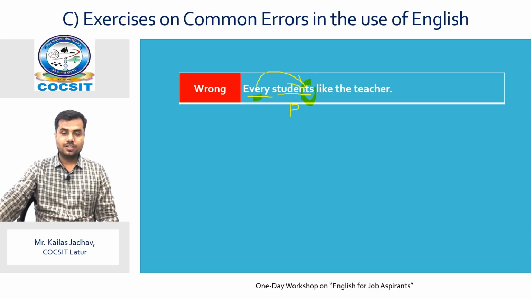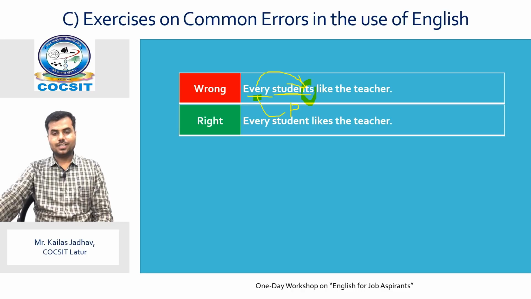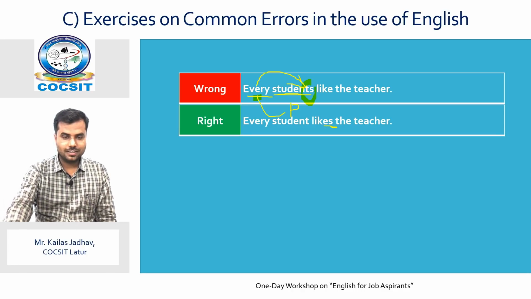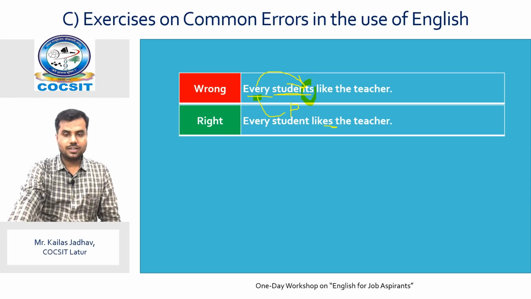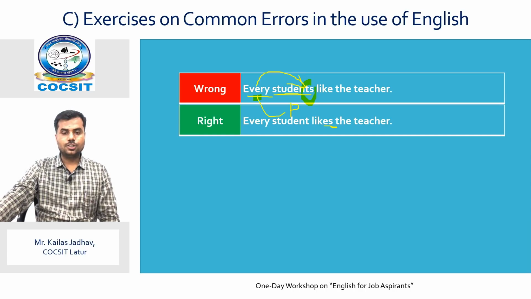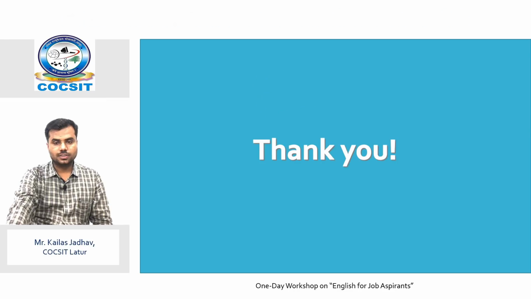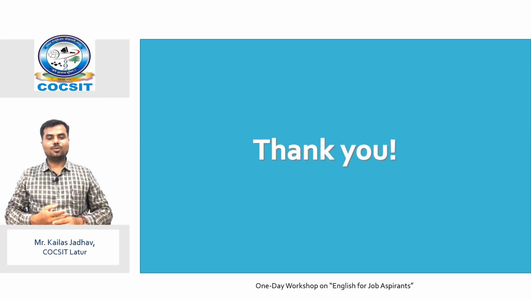Every always takes a singular noun after it. Every student instead of students. Look at the example: every student likes the teacher. That's what it takes after it. So this is the error related to the distributive pronoun every, each. These are distributive pronouns, and here it is used as a distributive adjective. So this is the common error.